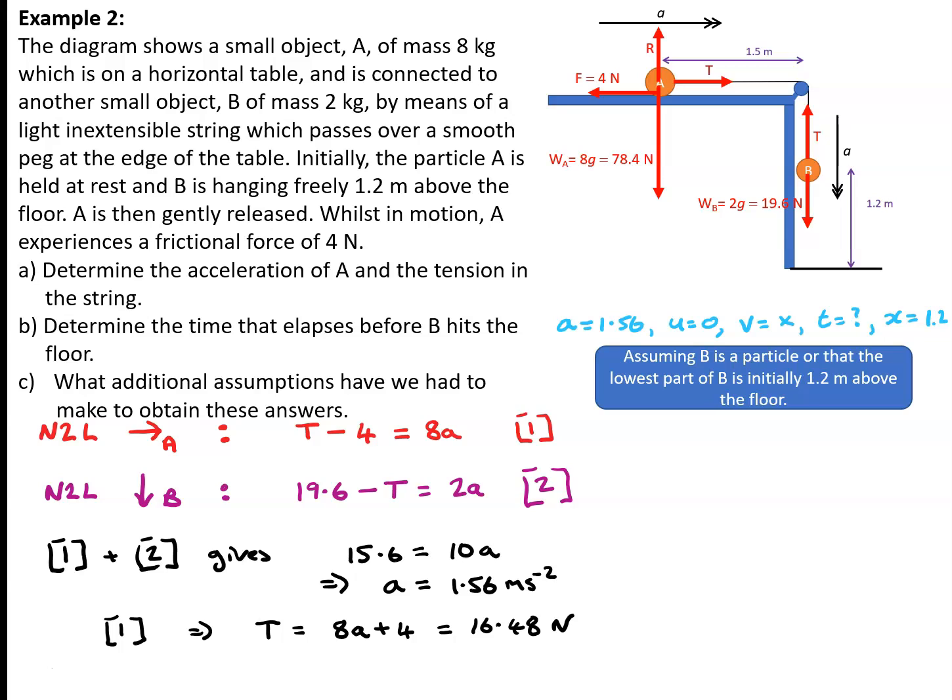Using x equals ut plus a half at squared will then give me 1.2 equals a half times 1.56 times t squared, because the u times t term is just 0 times t, which is 0. So we've got 1.538 is equal to the value of t squared, so t is 1.24 seconds. And we've mentioned the additional assumptions in the course of answering the question, so we've done part C already.